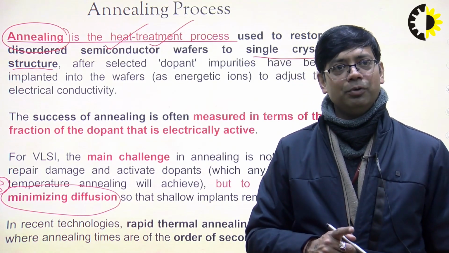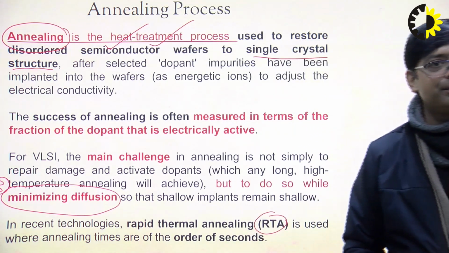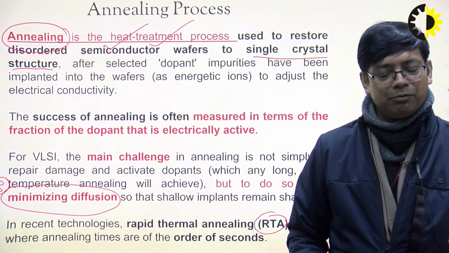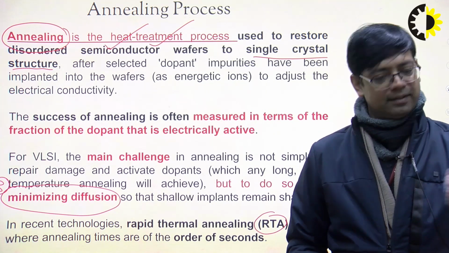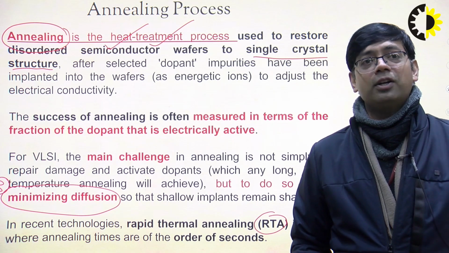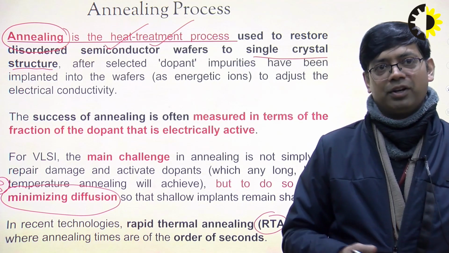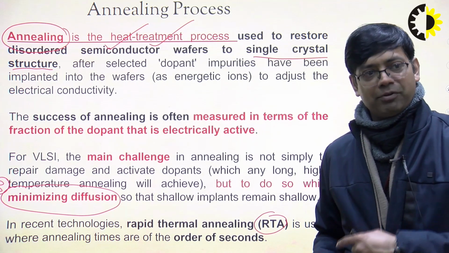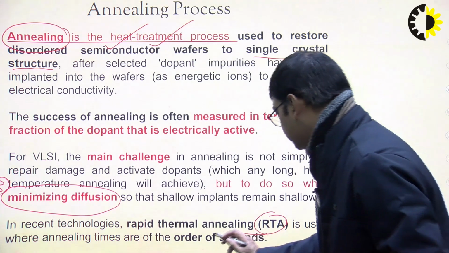So, for that what we do? We do RTA, rapid thermal annealing. RTA is a very high speed annealing process in which, in a few seconds, we raise the temperature to heal the structure, to restore the structure, and then the temperature is lowered, so that diffusion does not happen. If for a long time we are in a high temperature state, the dopants will move from one region to another region. So, to avoid that, we prefer to use the RTA technique, rapid thermal annealing, which is of the order of seconds.